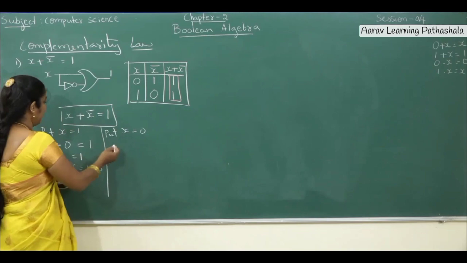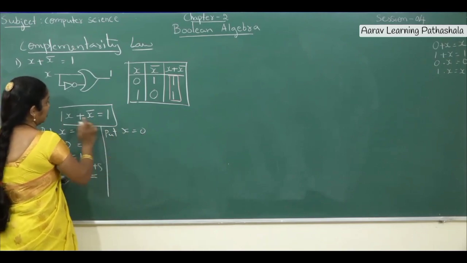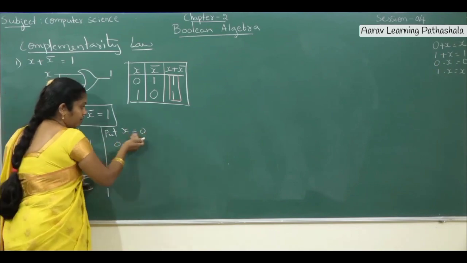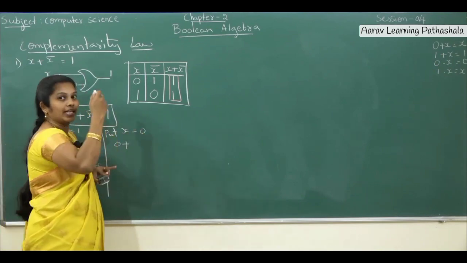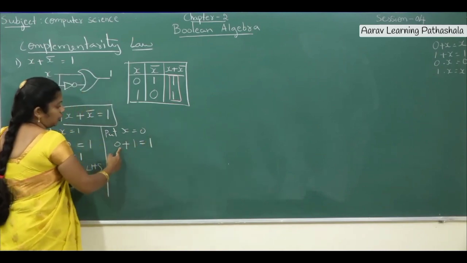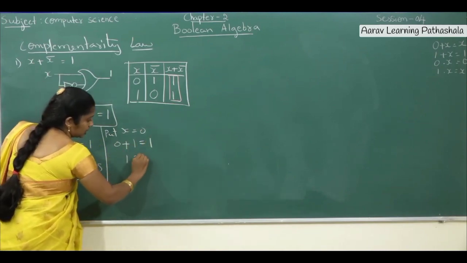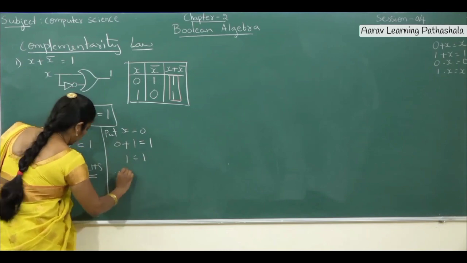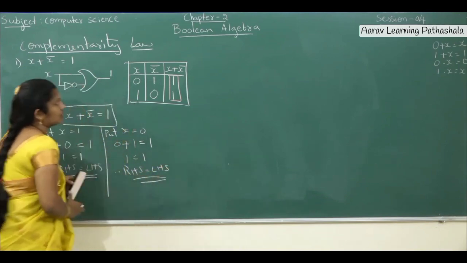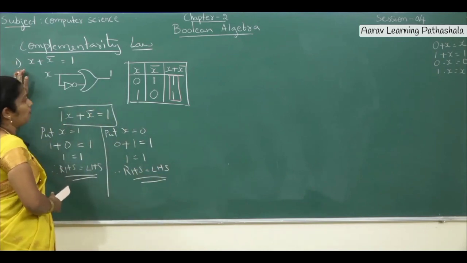Now, for the second one, in the place of x, write down 0. Then 0 plus. Here we have x bar. Here for x we have written 0. Now, x bar means 1. That equals 1. 0 plus 1 is nothing but 1. That equals 1. Therefore, right hand side value equals left hand side value. This is your first complementarity law.